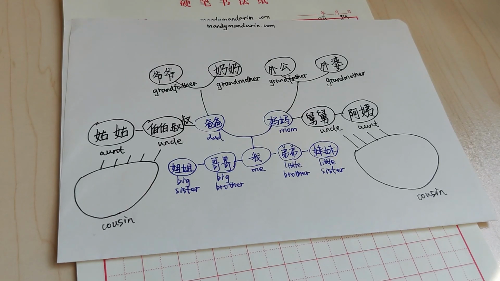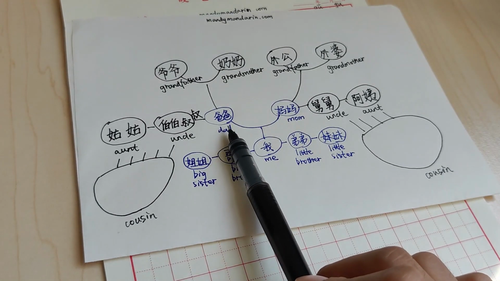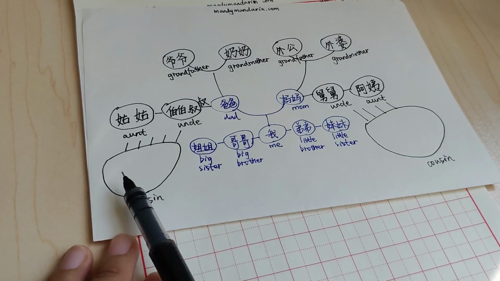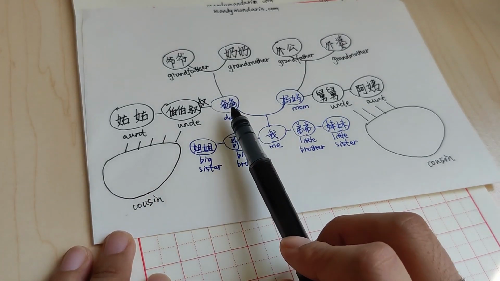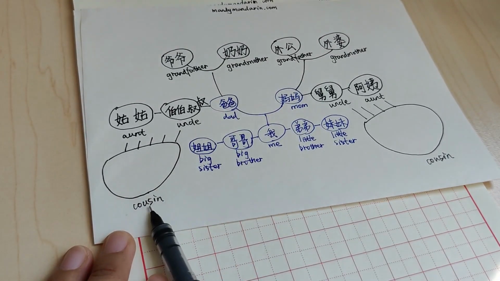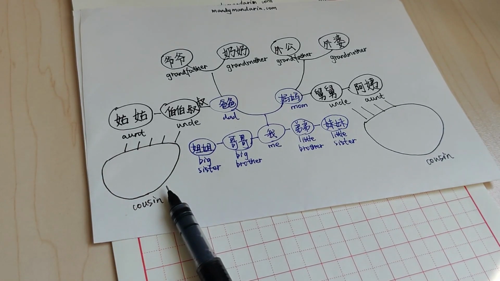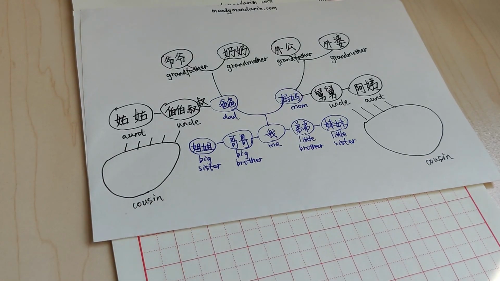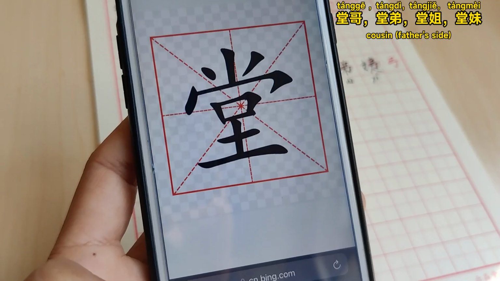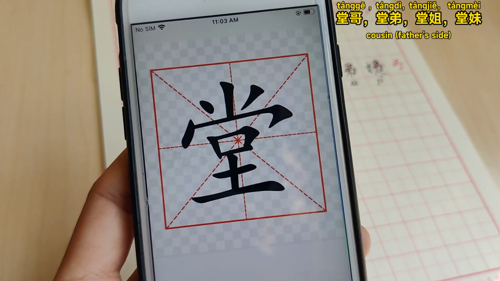Here are the keys for you. First of all, let's take a look at the father's side. So all you need to remember is from the father's side, all the cousins, they will have one thing in common, one hanzi in common. That would be 堂.